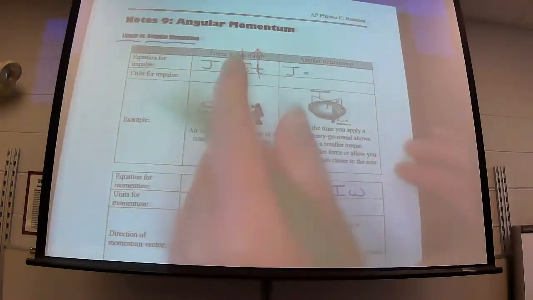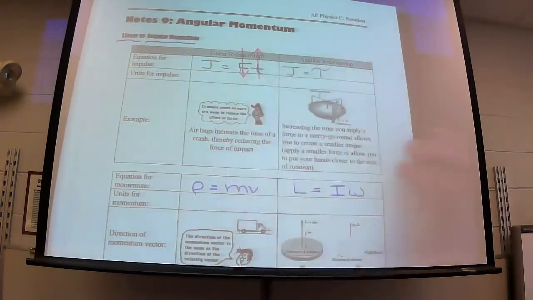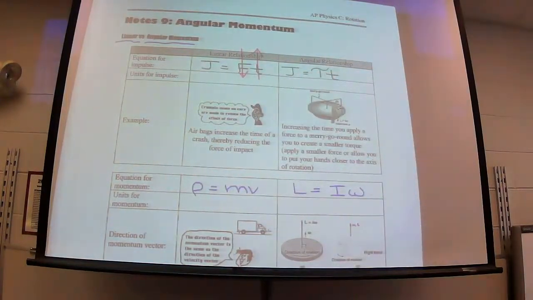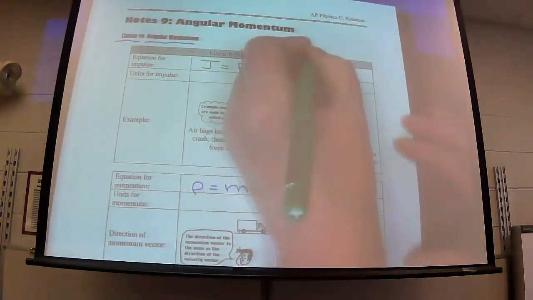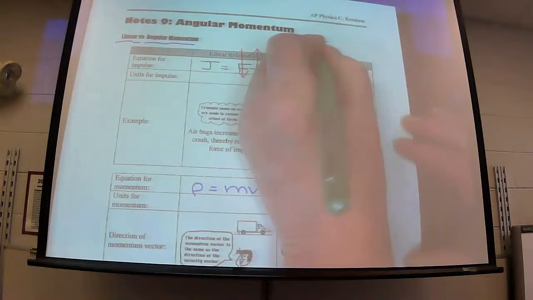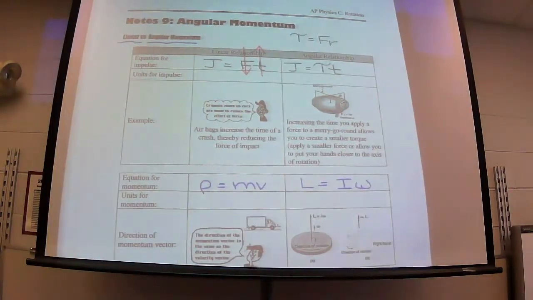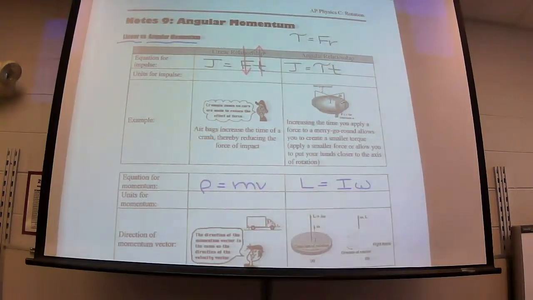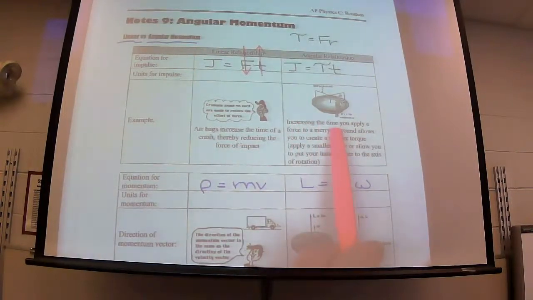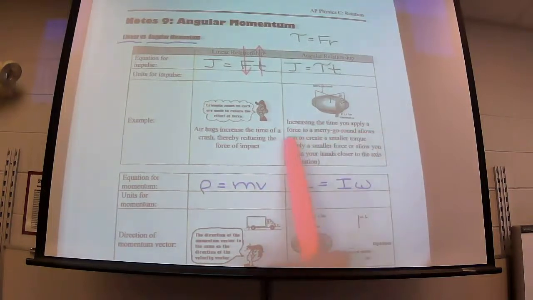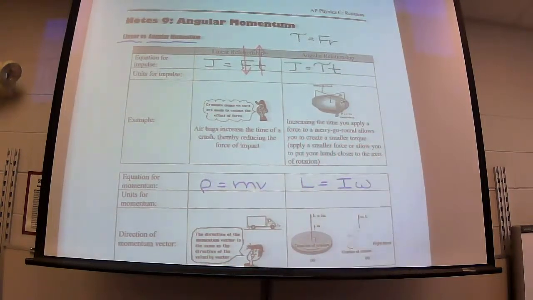All right, so over here, we also have impulse. But instead of force, we're going to have torque and still time. So I'm just going to call it a τt. You need to always remember that when you write down torque, you can always replace a torque with an F and an r. And same thing, I wanted to give you an example. It says increasing the time you apply a force to a merry-go-round allows you to create a smaller torque.